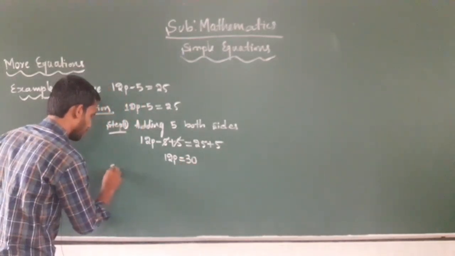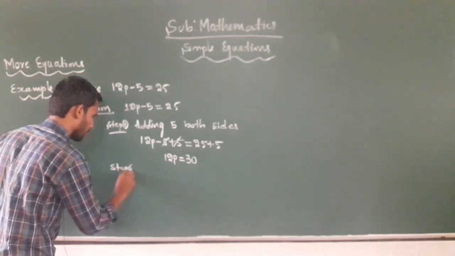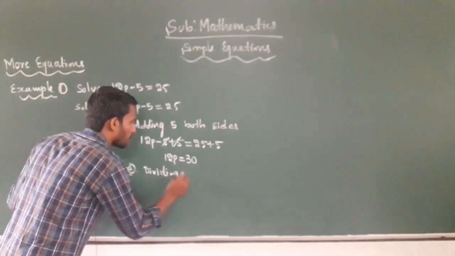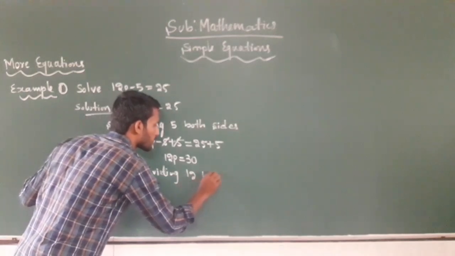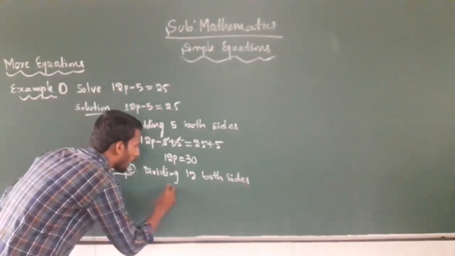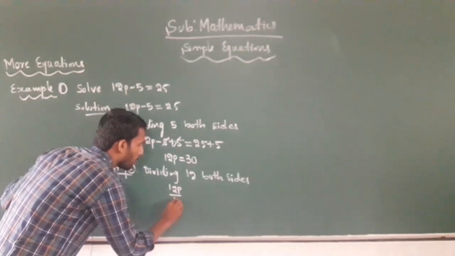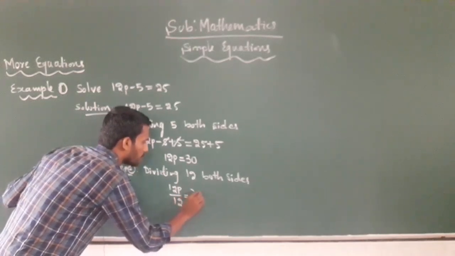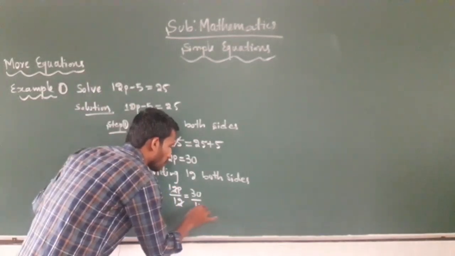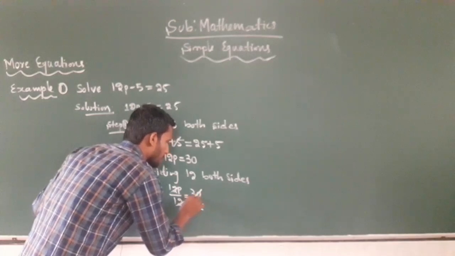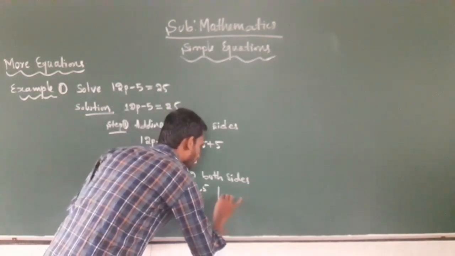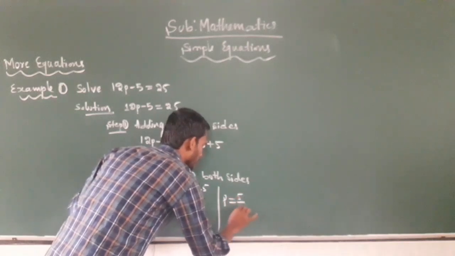Okay, next, step 2: dividing by 12 on both sides, left side and right side. Now I am dividing 12p and 30 by 12. 12 will be cancelled here. 6 2s are 12, 6 5s are 30, completely cancelling here. Now I am getting the p value is 5 by 2.